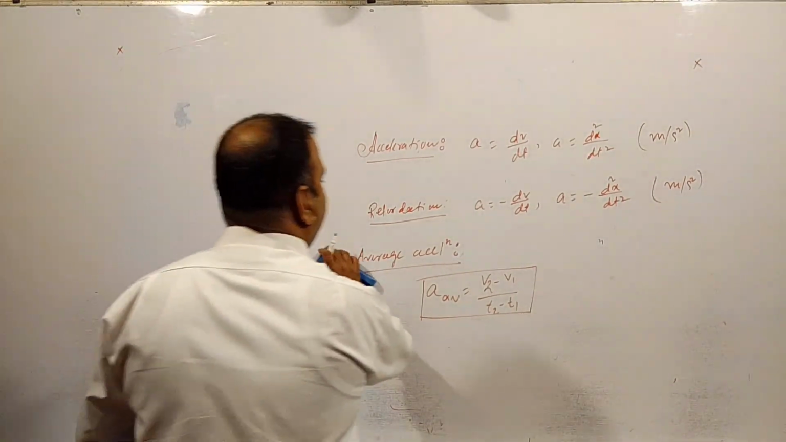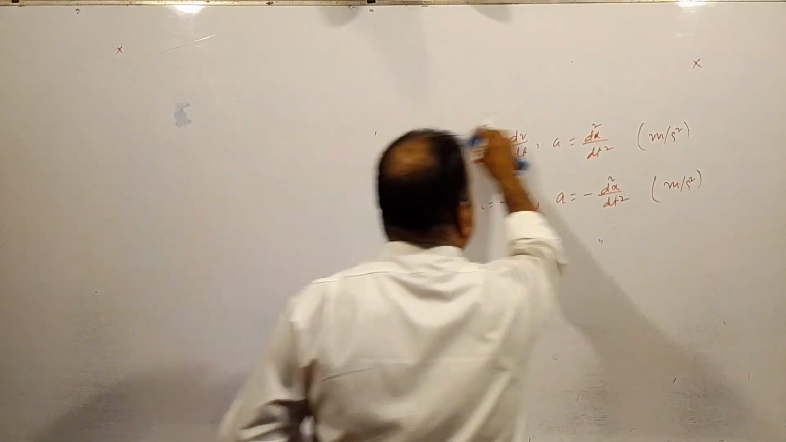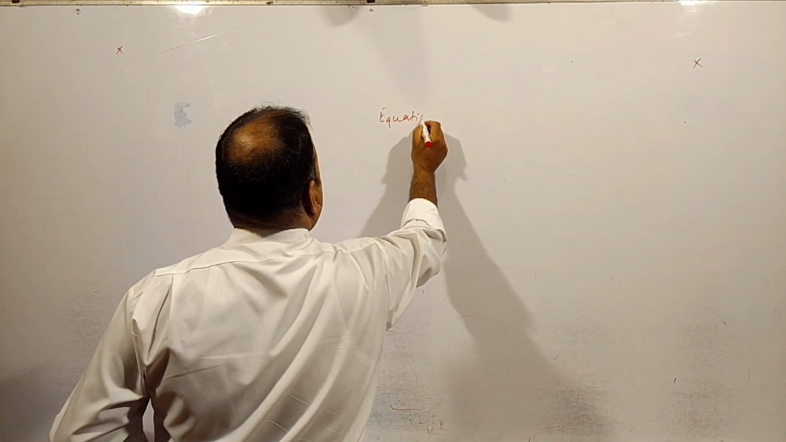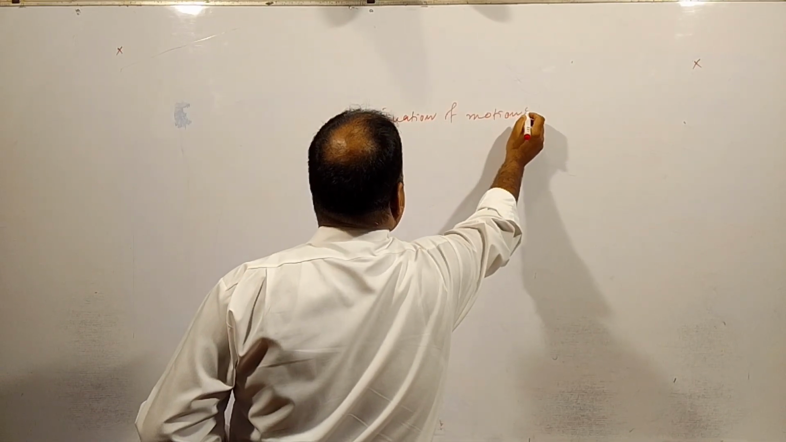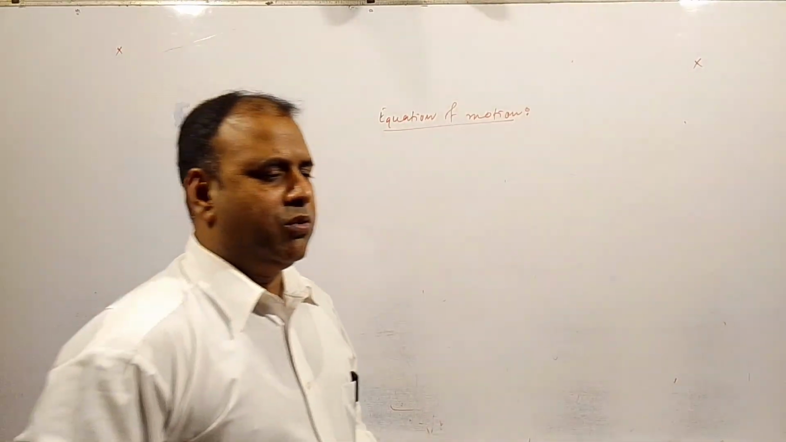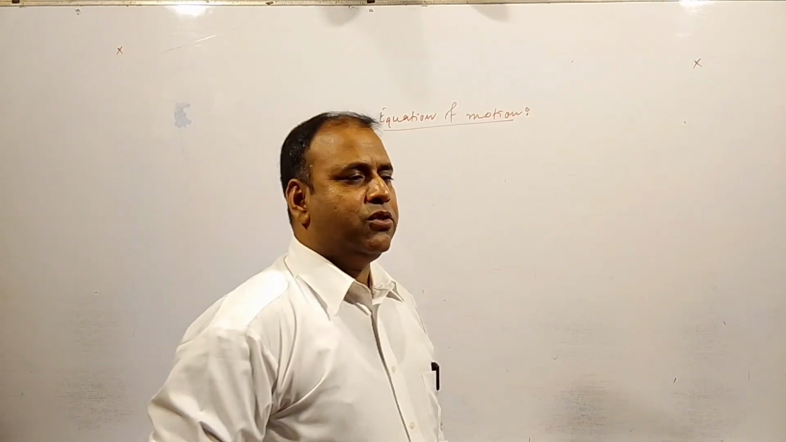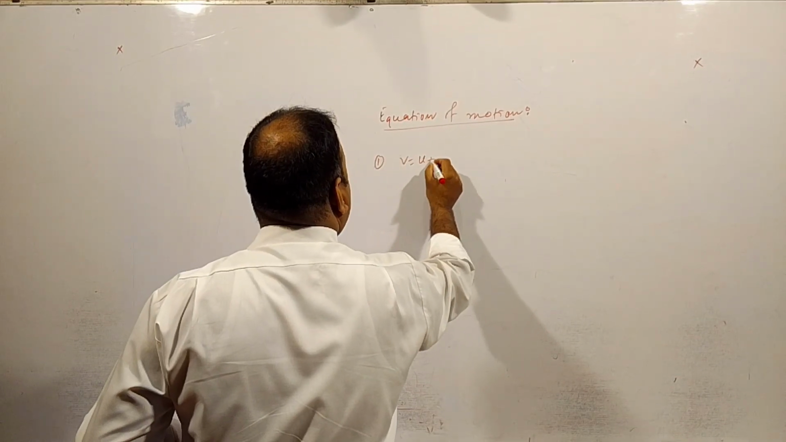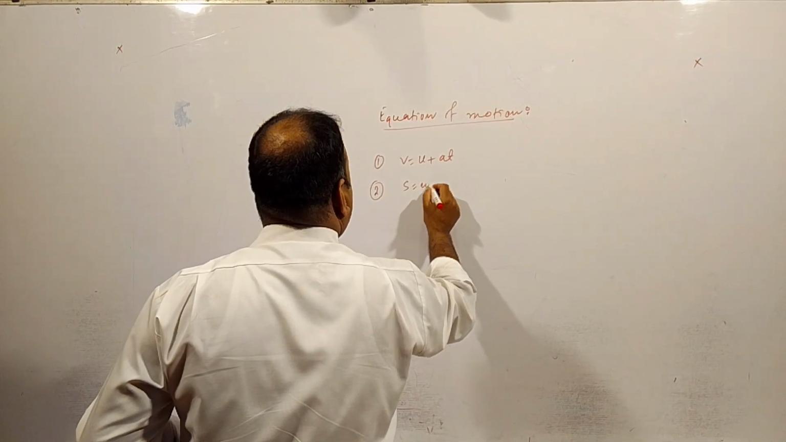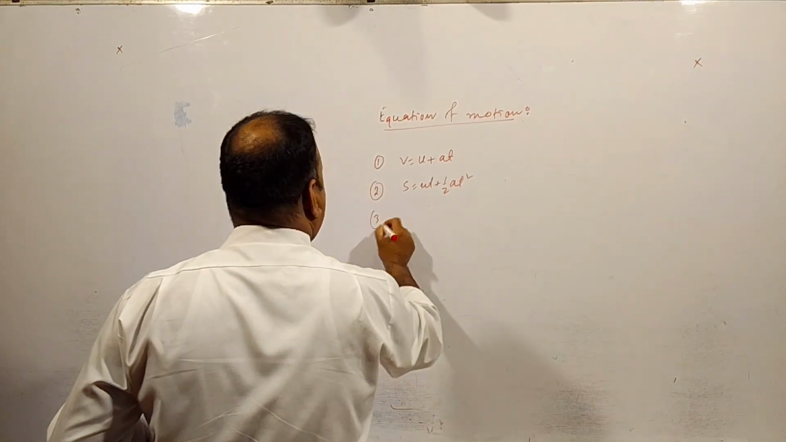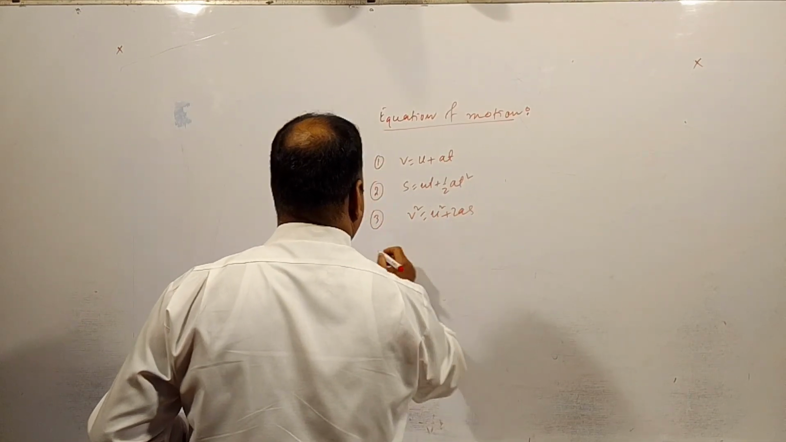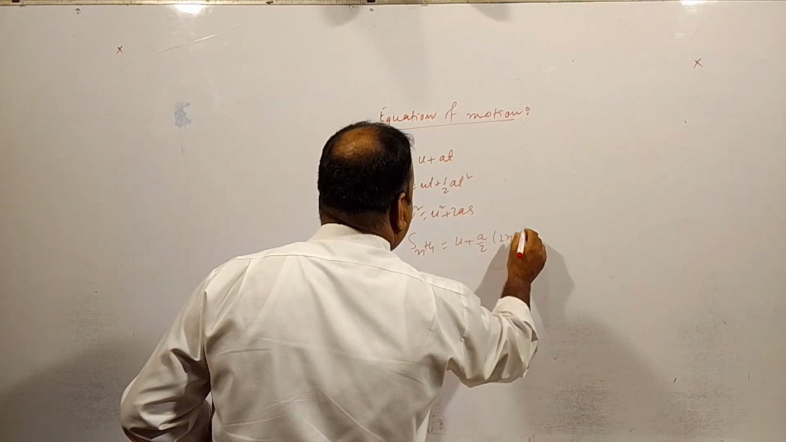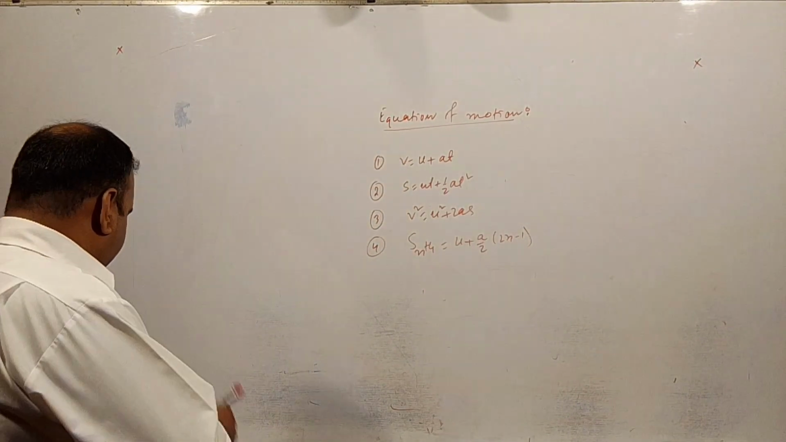Now there are some formulas related to motion. This is called the equation of motion, or kinematic equation. In the equations of motion, you remember there are 4 formulas. In class 9 you got only 3 formulas, but in class 11 you get 4. Number 1, V is equal to U plus AT. Number 2, S is equal to UT plus half AT square. Number 3, V square is equal to U square plus 2AS. Number 4, Sn is equal to U plus A by 2 times (2n minus 1). So these are the formulas, and the physical meaning of the formulas you already know.